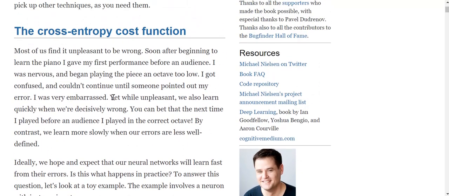Okay, so now the cross entropy cost function. Most of us find it unpleasant to be wrong. Soon after beginning to learn the piano, I gave my first performance before an audience. I was too nervous and began playing the piece an octave too low. I got confused and couldn't continue until someone pointed out my error. I was very embarrassed. Yet, while unpleasant, we also learn quickly when we are decisively wrong. You can bet that the next time I played before an audience, I played in the correct octave. By contrast, we learn more slowly when our errors are less well defined.